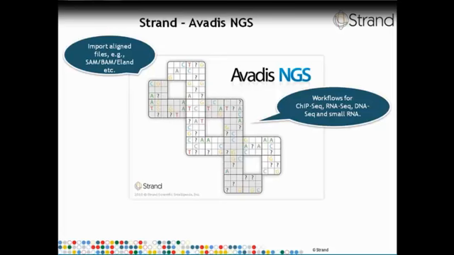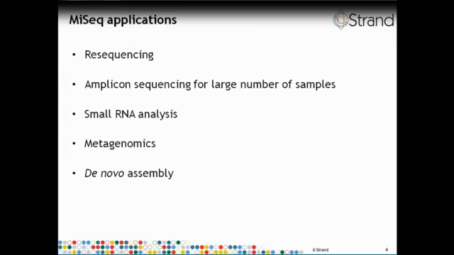So some of the applications of the MiSeq benchtop sequencer are resequencing, where we carry out high coverage sequencing of maybe a small known genome. A second main application is amplicon sequencing, where targeted regions of a large number of samples are covered at high depth. Then we have small RNA analysis and metagenomics, where we assess the profile of different bacterial species in a natural sample and verify how the profile changes in different samples. And finally, de novo assembly of small organism genomes is also one of the MiSeq applications.